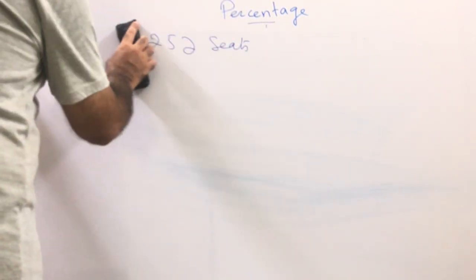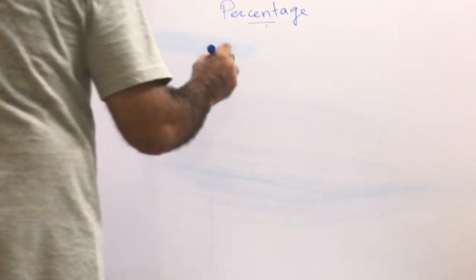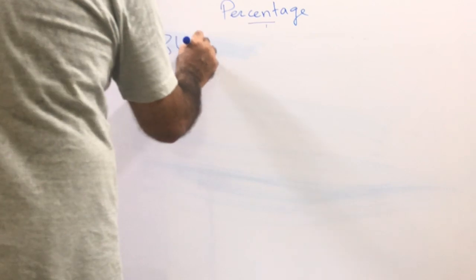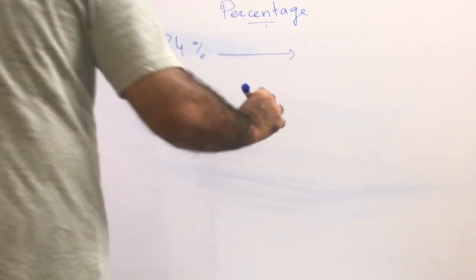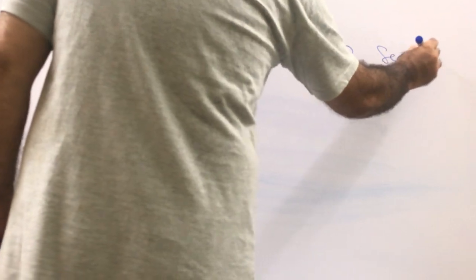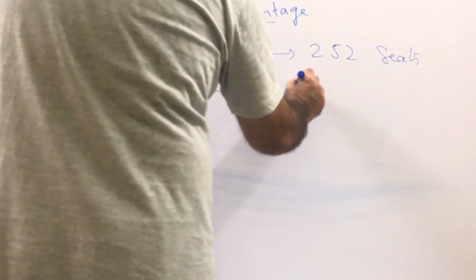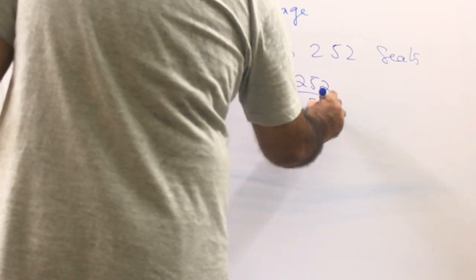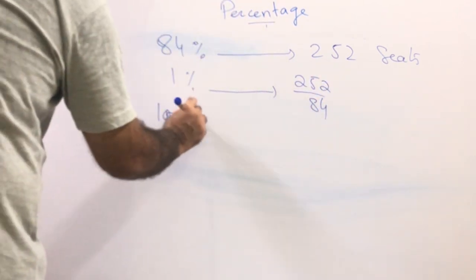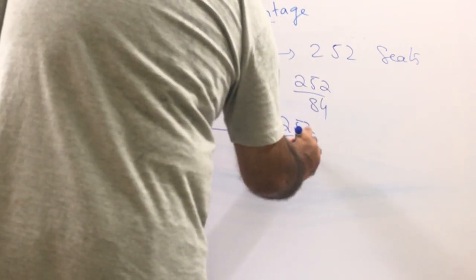So we will do it like this. We need to find the seats, and seats should be on the right side. So we say that 84% represents 252 seats. We calculate 1%, which will be a small amount, 252 divided by 84. We need to know the 100%, the total seats, so we just multiply this by 100.